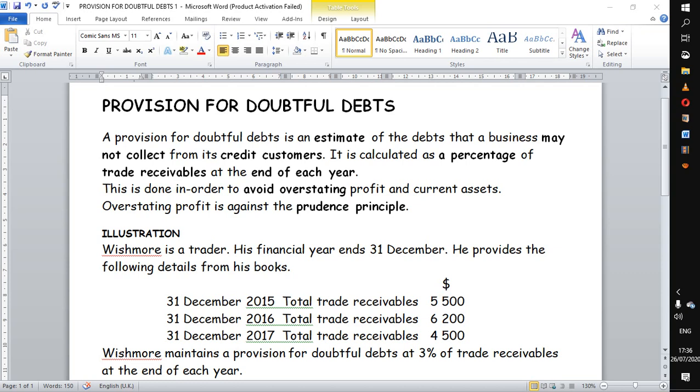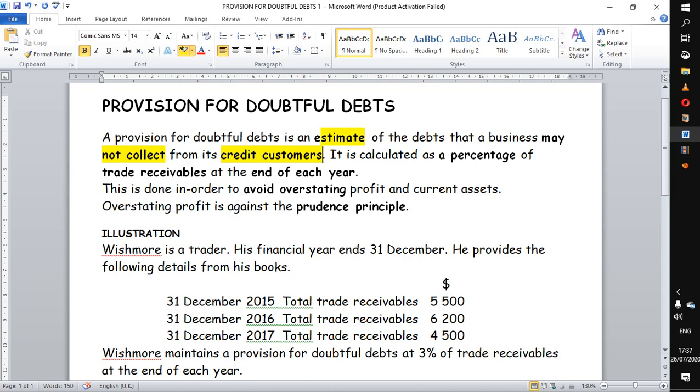Doubtful debts. How do we create a provision for doubtful debts, and how do we transfer this to the income statement? So I'll give a background of what provision for doubtful debts are. When we look at provision for doubtful debts, we are looking at just an estimate that a business makes regarding debts which the business may not collect from its credit customers. So a business can make an estimate of potential bad debts.